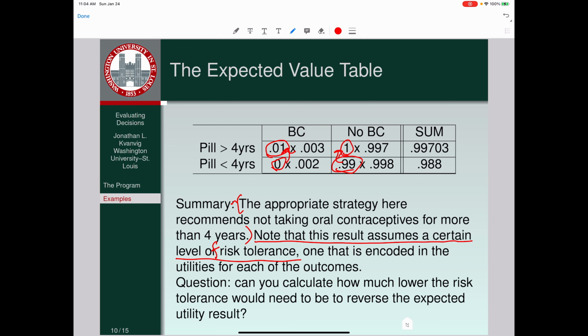It's interesting to look at this table and figure out what kind of changes in our utility scale would lead to a reversal so that what I wrote would be correct, that a table recommends not taking oral contraceptives for more than 4 years. How would these two numbers have to change in order to flip the decision that you're making from the table that results?